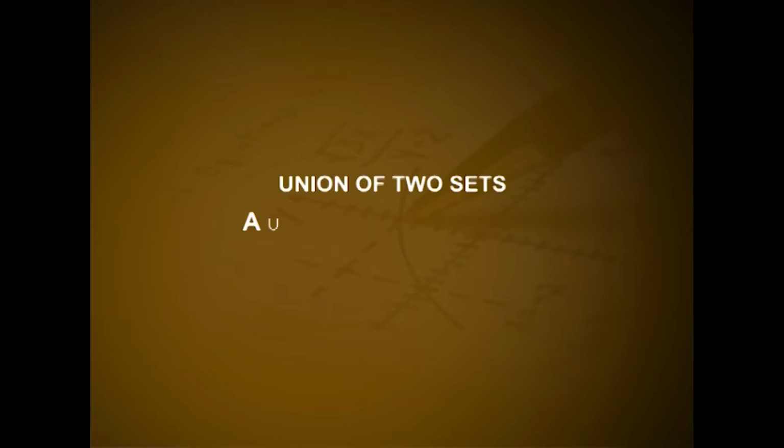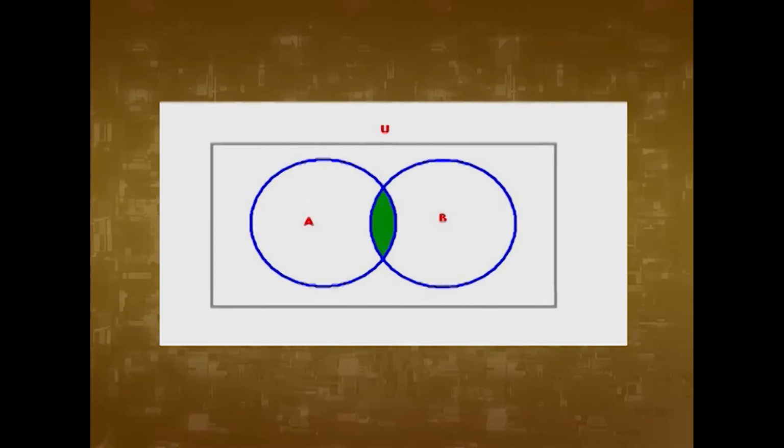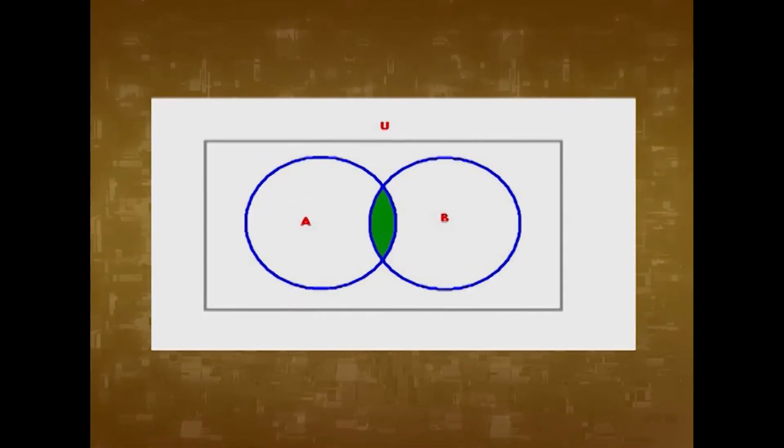Using given sets, new sets can be formed by basic set operations. First is the union of two sets. For the sets A and B, the union A ∪ B is the set of all elements belonging to either A or B. That is, A ∪ B equals the set of all x such that x belongs to A or x belongs to B. The shaded portion represents the union of the sets A and B. U is the universal set.